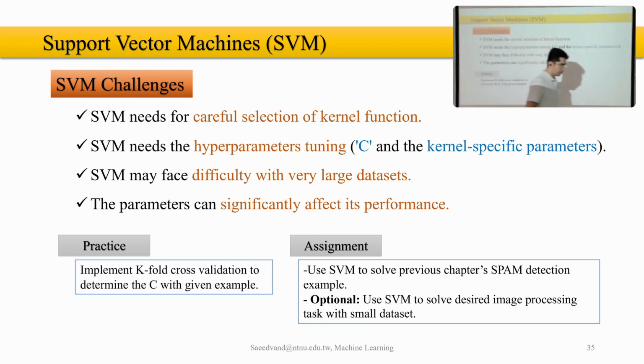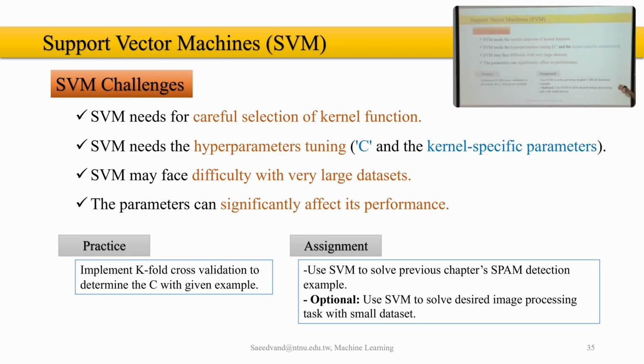So based on our discussions today, now I will show you the whole implementation all together with the code that we have. And based on that, you will have a practice for today: you need to implement k-fold cross-validation to determine C with the given example. So you need to apply cross-validation and determine which C is the best for the example that I'm going to give to you. Then you will have an assignment for next week.